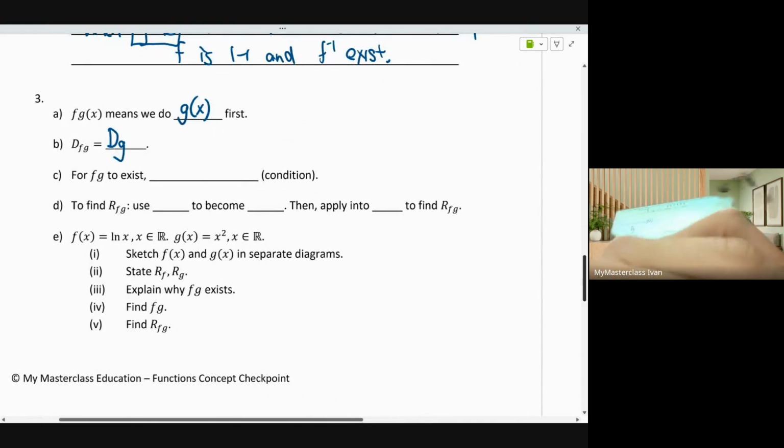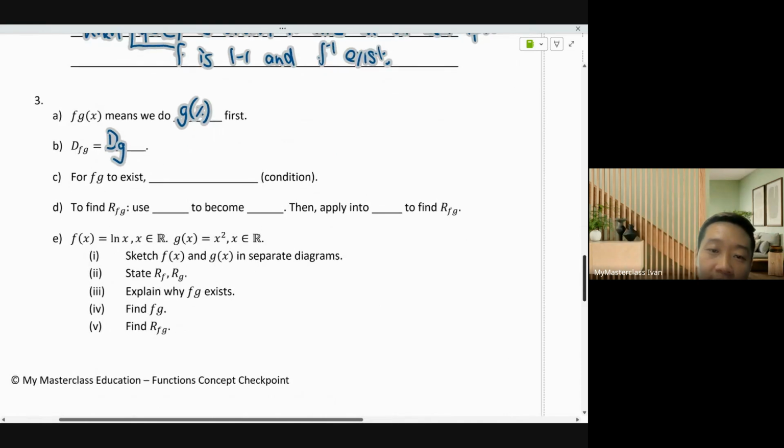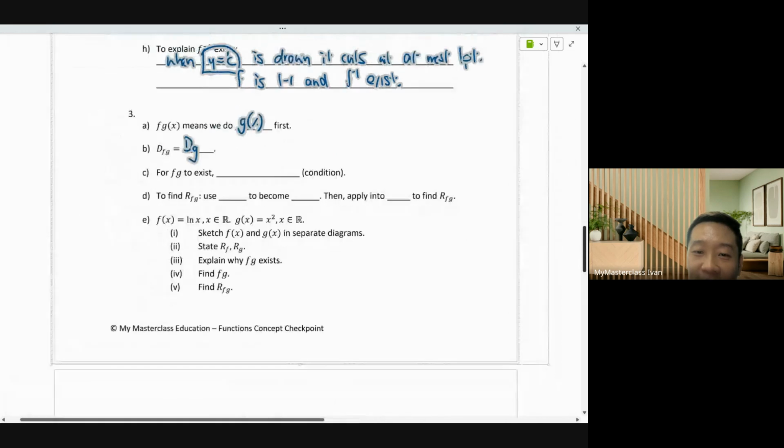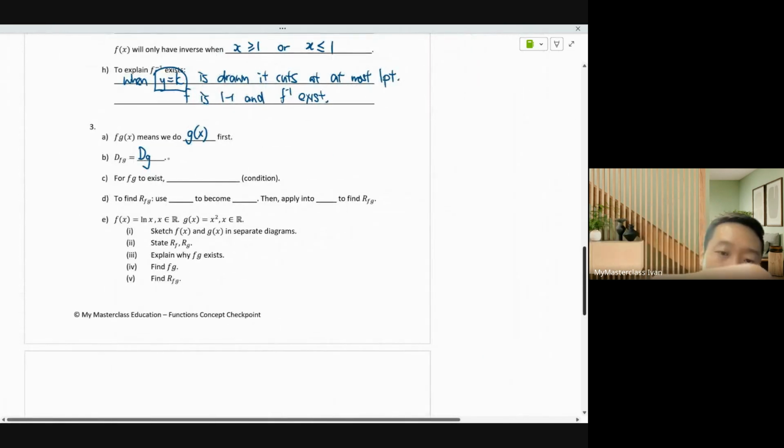Okay, for FG to exist, the range of G, the range of the first function, must be a what of the second function? Yes, very good. Subset. To find FG, use the range of G to become the domain of F. Then apply into Fx to find the range of FG.